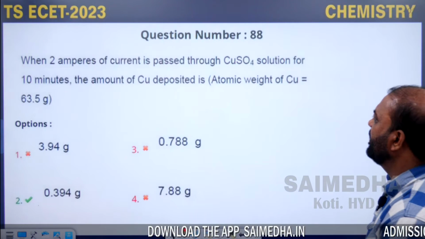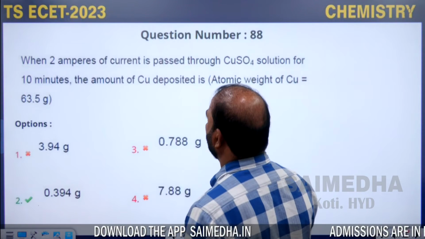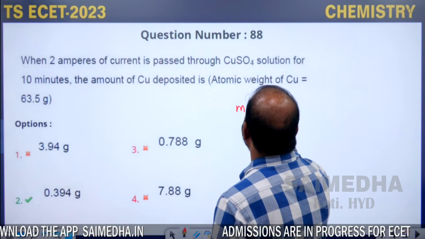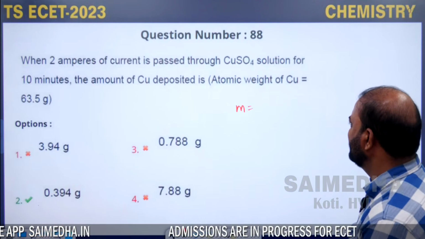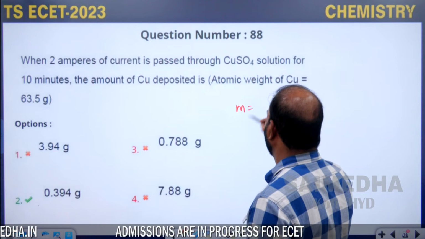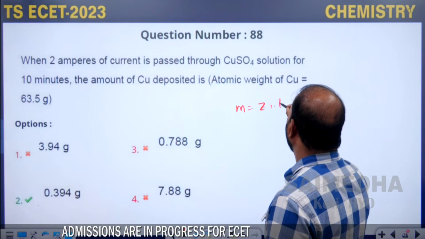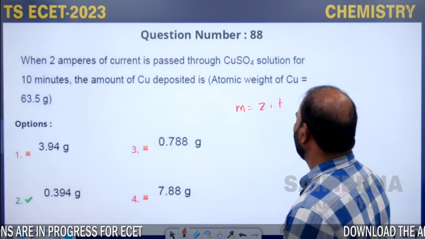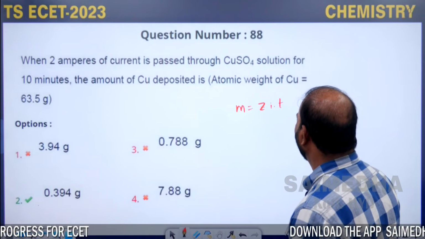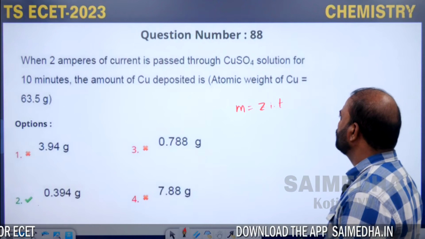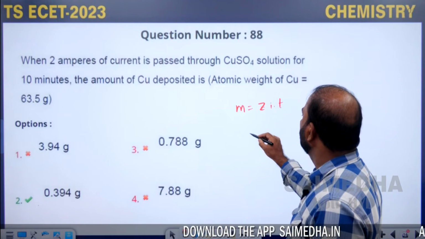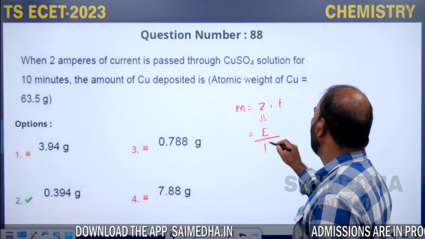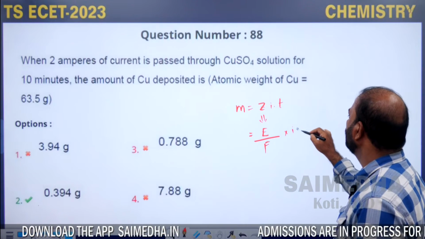When 2 amperes of current is passed through copper sulfate solution for 10 minutes, the amount of copper deposited is? So here we will use Faraday's first law of electrolysis. According to Faraday's first law, M is equal to Z into I into T, where M is the mass of the ions deposited over the surface of the electrode, Z is the electrochemical equivalent, I is the current passing through the electrolyte solution, and T is the time. Again, the electrochemical equivalent is nothing but equivalent weight by Faraday constant.